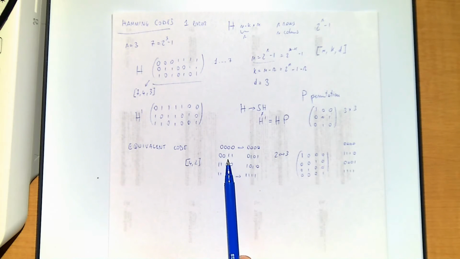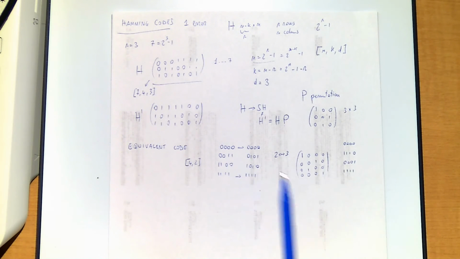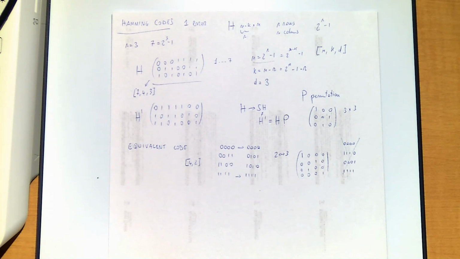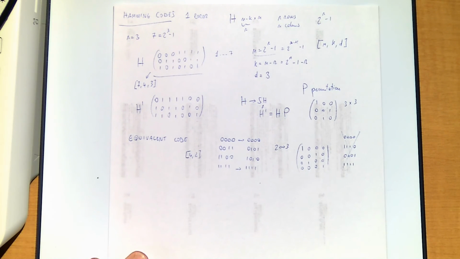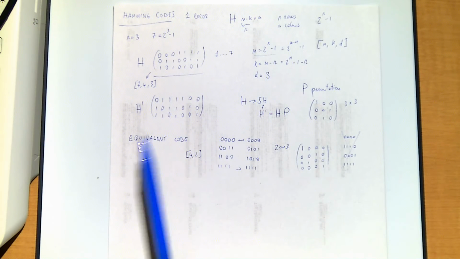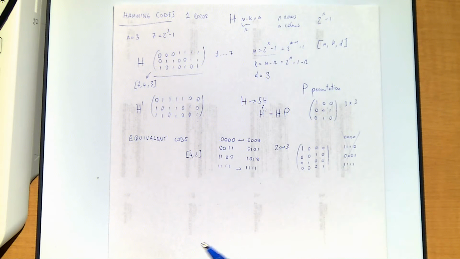I don't have a word of weight 3 that I can map to this one, like by distributing. So that is not equivalent. There's this idea of equivalence of codes, which is important, and in particular, in the case of Hamming codes, it means that we can choose H in this form, or in this form, or in other forms that are more convenient to us. Here's another form.